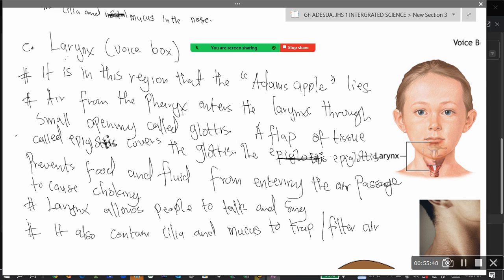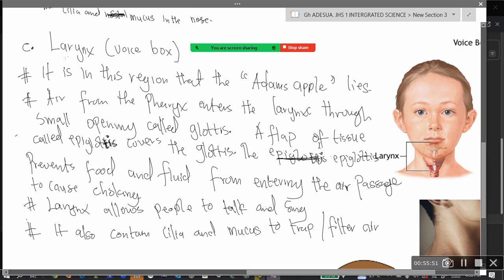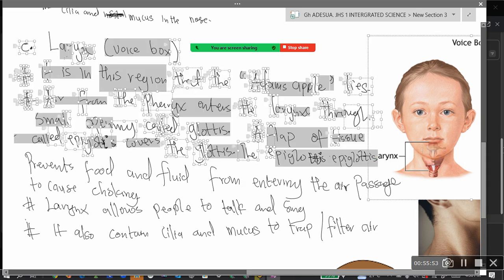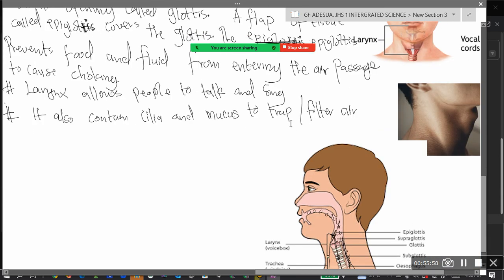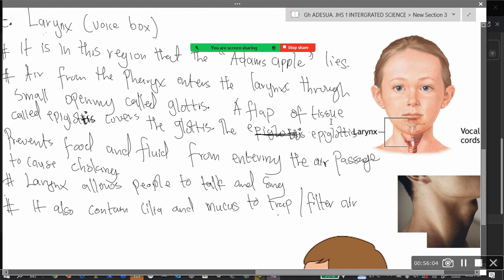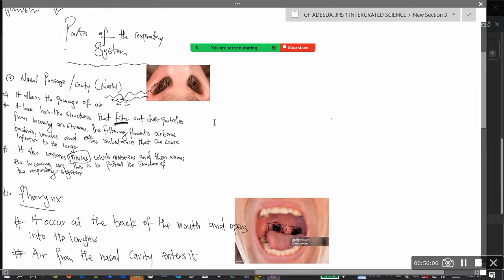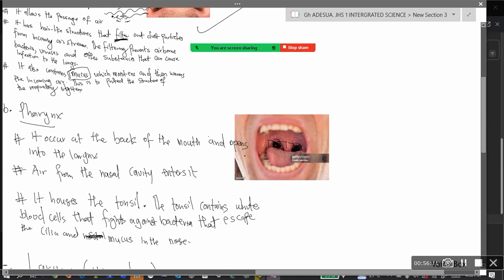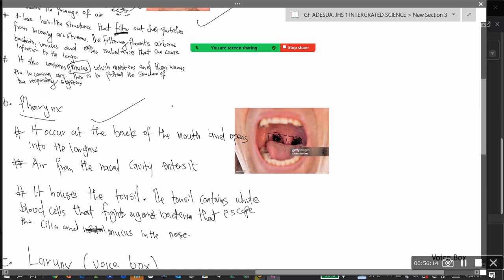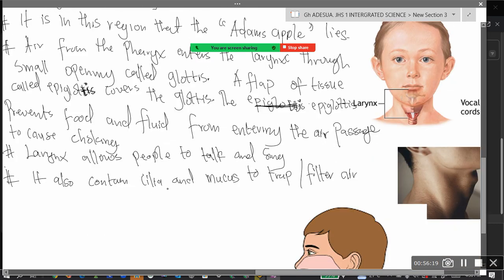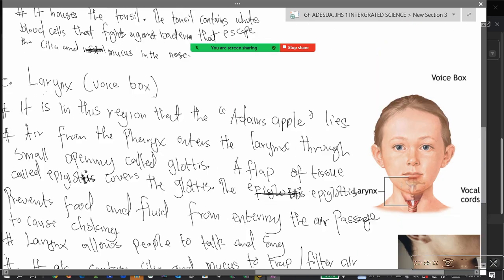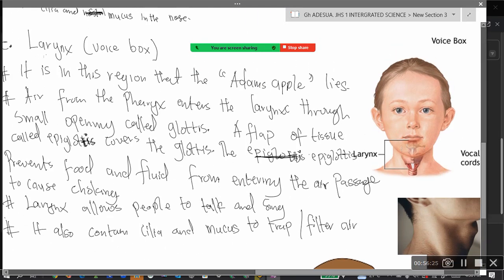You can also say it allows people to talk, because it is the voice box that is responsible for that, right? And moreover, it also contains cilia and mucus to trap or filter air, right? So if a dust particle or bacteria is able to escape the nose and the pharynx, it will definitely come and meet this gentleman, the larynx. The larynx contains cilia and mucus that further trap bacteria. Okay, so that is for the larynx also.